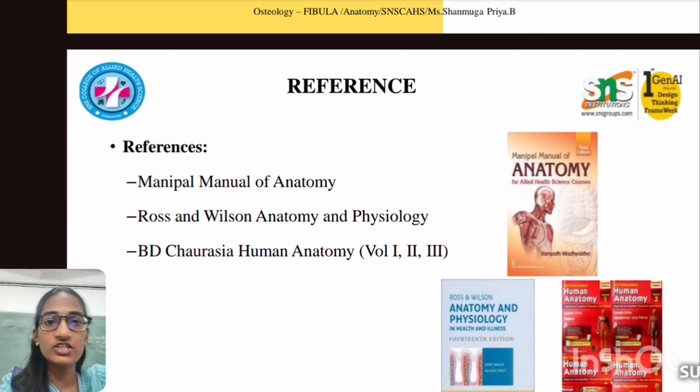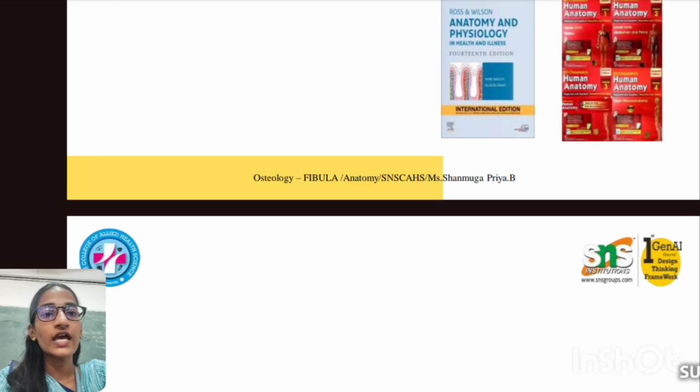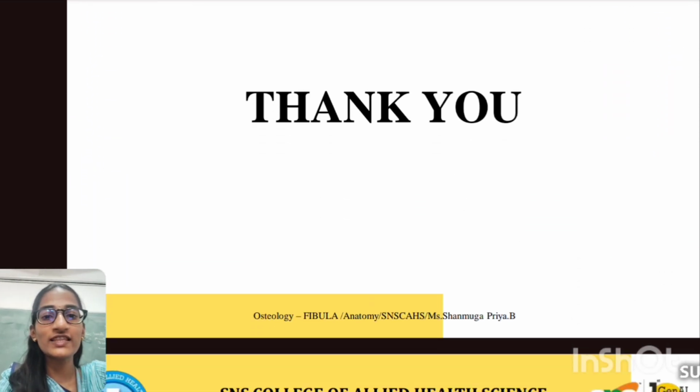For more information, kindly refer to these books, especially Manipal Manual of Anatomy, Rosen Bilson and B.D. Chaurasia, Human Anatomy. Thank you.